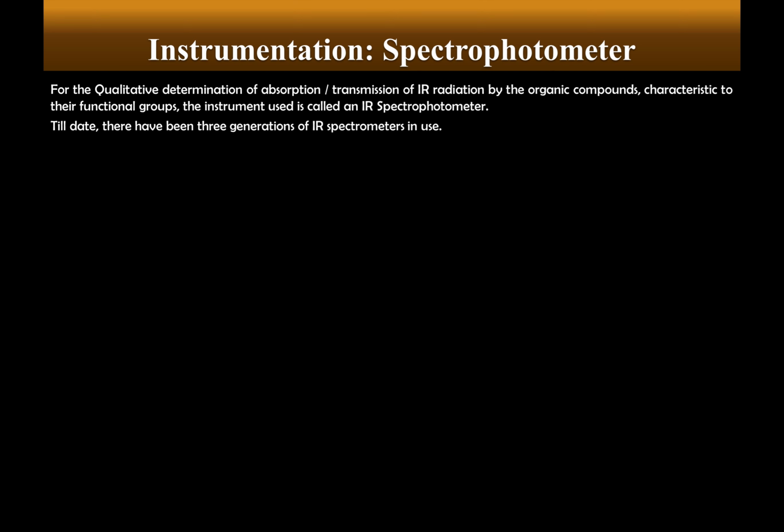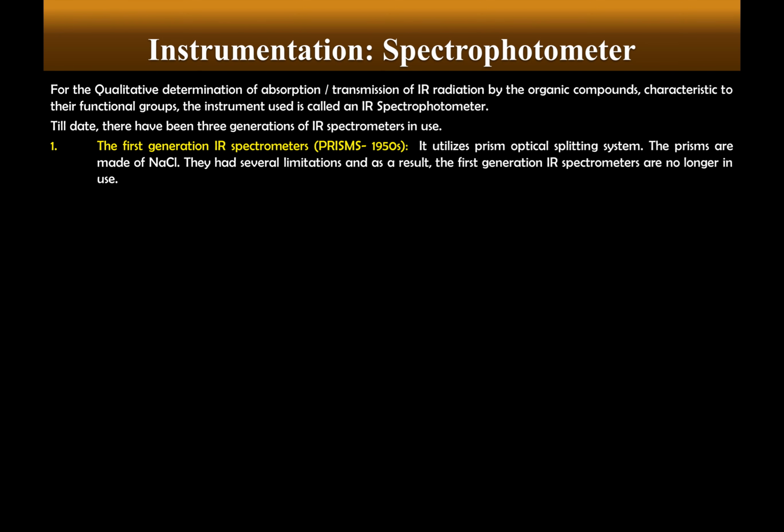Until now, we have three different generations of IR spectrophotometers that have been used. Traditionally, the first generation was in the 1950s, which involved a prism as an optical splitting system or optical diffraction system. They were made of sodium chloride. They had several limitations, and as a result, now they have become obsolete.